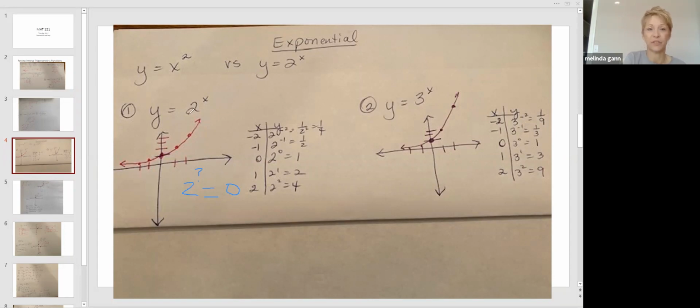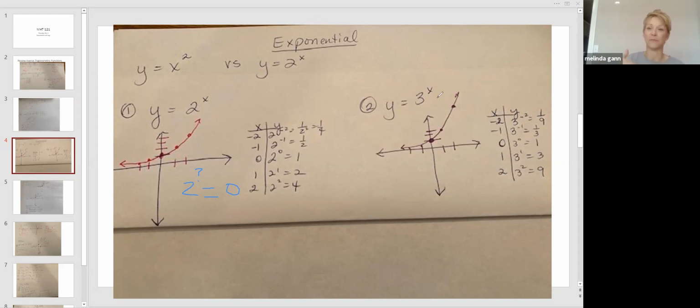Now, what would happen instead of a 2 if you got a 3? All that happens is it looks just like this graph, but it gets a little steeper. When you plug in a 1, 3 to the 1 is 3. See, 2 to the 1 is 2. So it gets bigger faster. And again, it gets smaller quicker because 1/3 is smaller than 1/2. So the basic shape is the same, but the bigger the base, the steeper it gets more quickly.